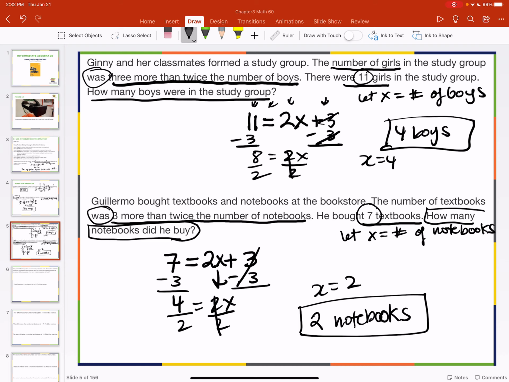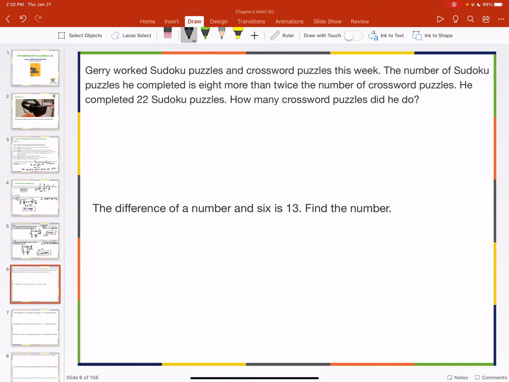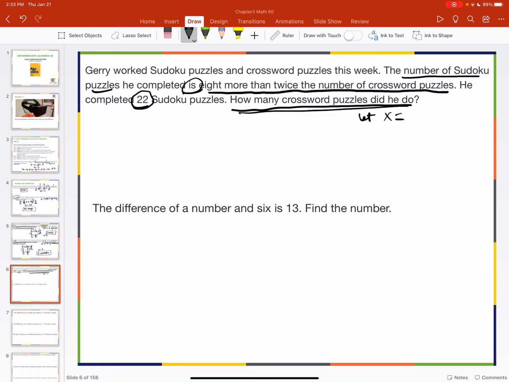You're answering the question. Okay, so Jerry worked Sudoku puzzles and crossword puzzles this week. The number of Sudoku puzzles he completed is 8 more than twice the number of crosswords. He completed 22 Sudoku puzzles. How many crossword puzzles did he do? So again, we define a variable. Crossword puzzles, yeah? Number of crossword puzzles.